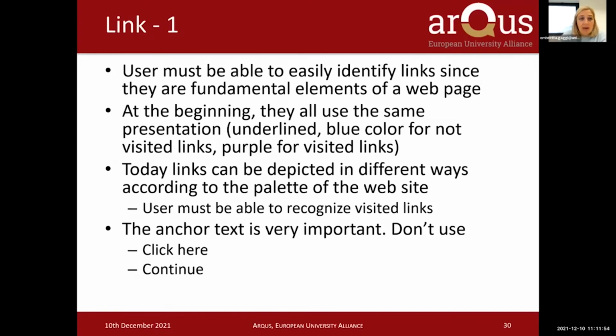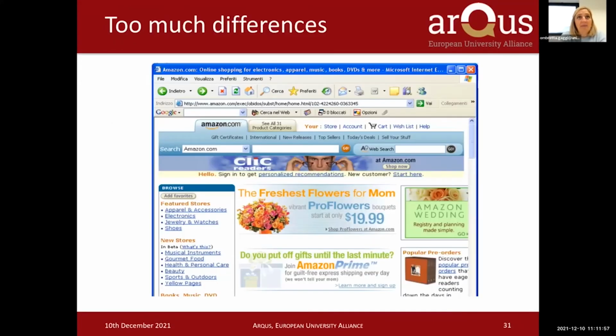Okay. Another point is that I have to recognize the link. So, for example, in this case, these are links since they are underlined. This is a link, since it is underlined. This is also a link, but as you can see in this old version of Amazon, the links are created in a lot of different ways.